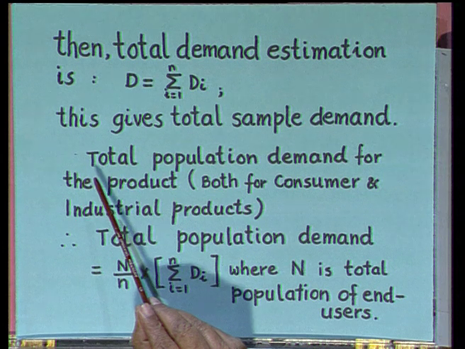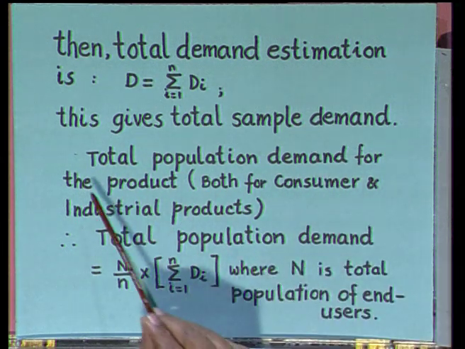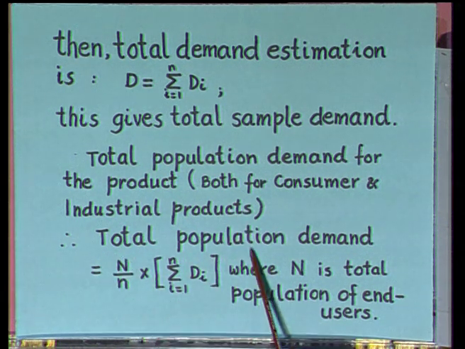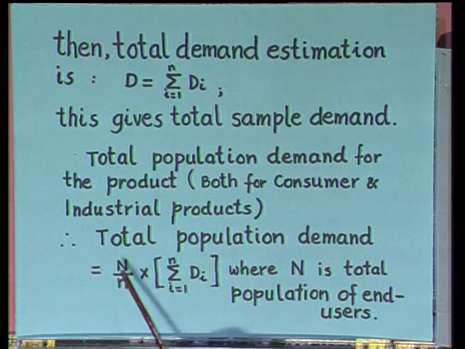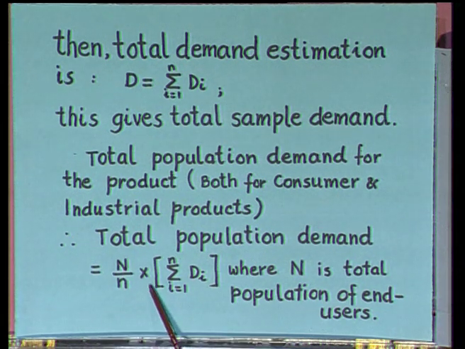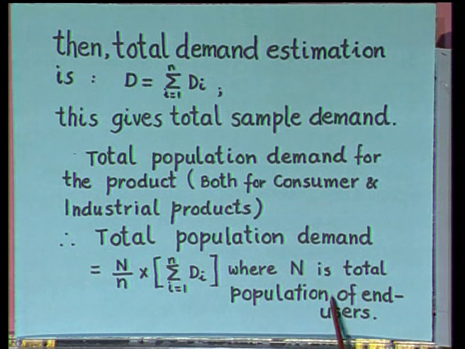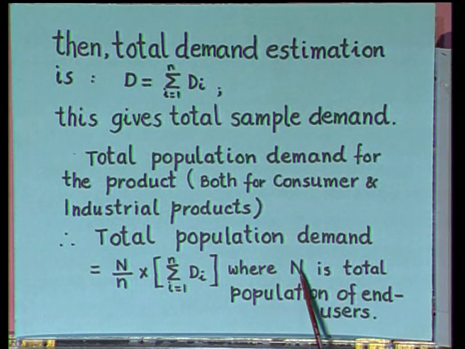Then to arrive at the total population demand for the product, both for consumer as well as industrial products, we use the following formula. The total population demand is equal to N by n into sigma Di, again i going from 1 to small n, where N is the total population of end users. Mind you, this N is the capital N, whereas the earlier n was the small n, the sample size. So, this gives the total population demand which is obtained from the questionnaire market survey, both in the case of consumer as well as industrial products.